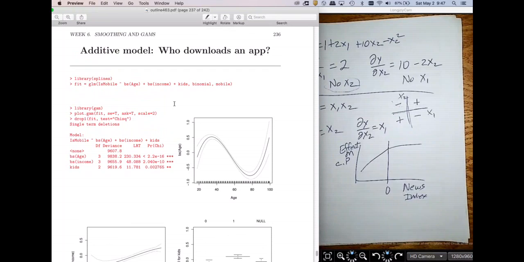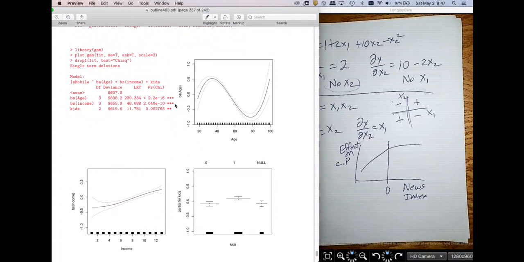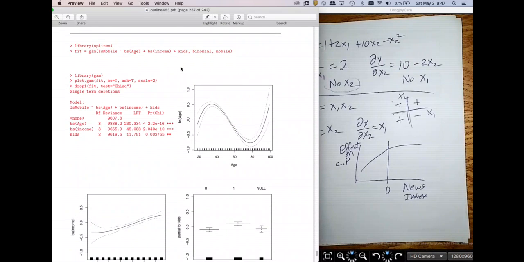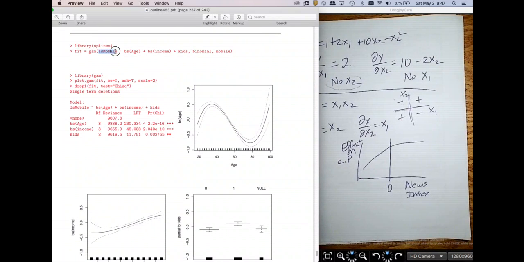This is an example where I was studying a grocery shopping app. We had a lot of questions about it, but one of the first things we did was to try to understand who downloads the app. So I fitted an additive model. Here's an instance, by the way, where we have, did you download the app or not? And I'm going to try to predict this based on your age, income, and the presence of children.